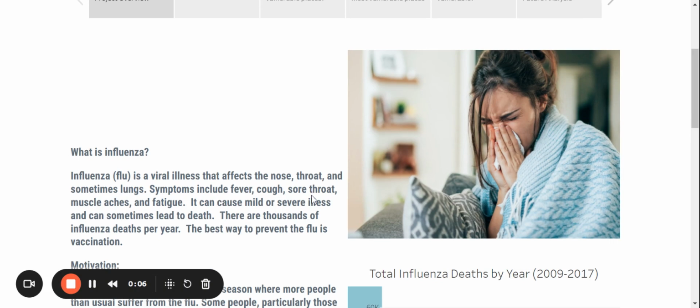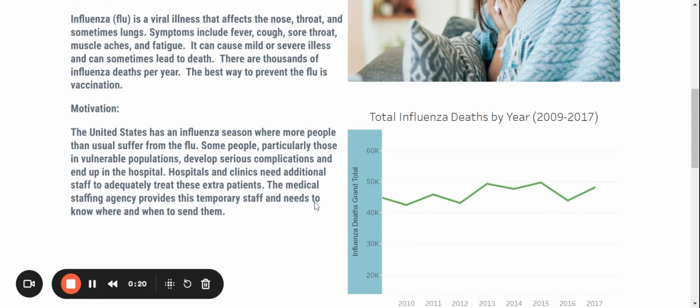What is influenza? Influenza, or the flu, is an illness that affects the throat, nose, and sometimes lungs. Symptoms can be mild or severe, at times leading to hospitalization and even death. Thousands of influenza deaths occur each year. As you can see from this graph here, from 2009 to 2017, influenza caused more than 40,000 deaths per year.